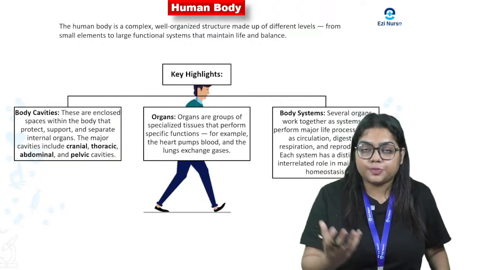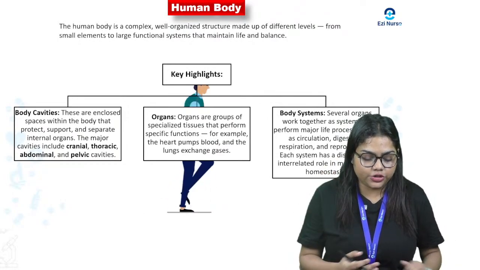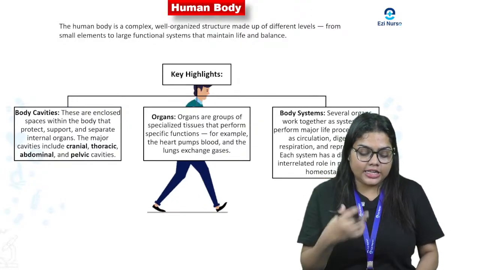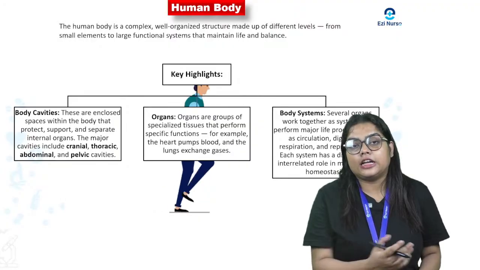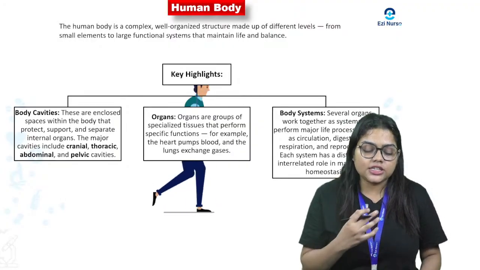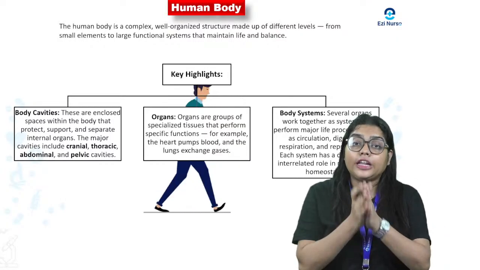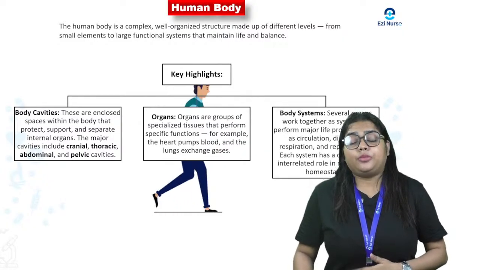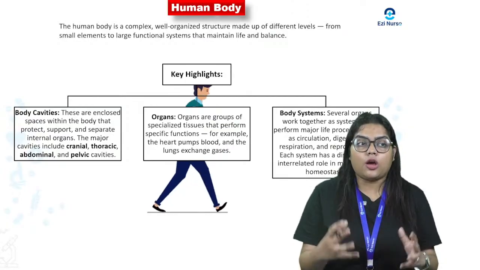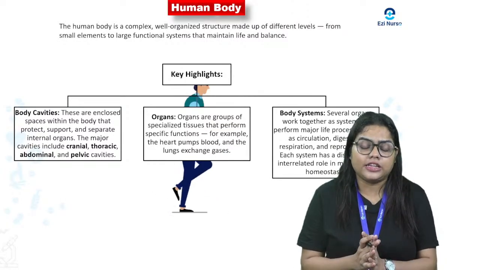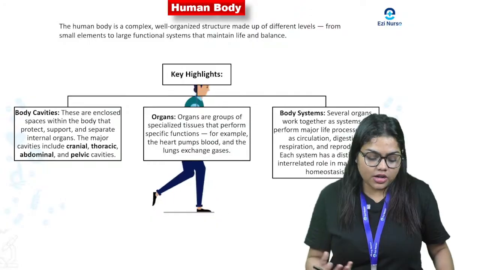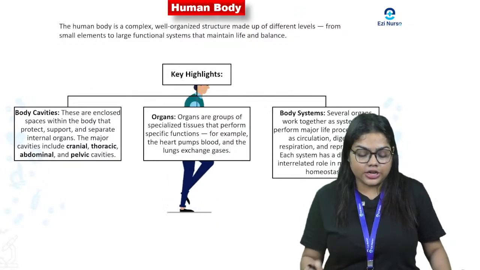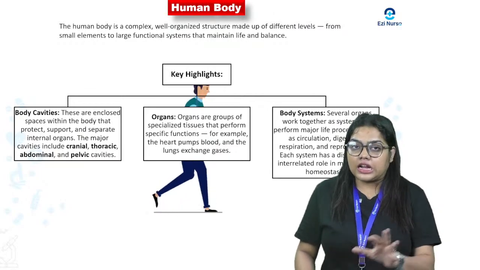A cavity is a hollow space or organ made by tissues in the body to protect, support and give space or separate internal organs. The major cavities of us include our cranial cavity, which holds our brain, our abdominal cavity, which holds the stomach, intestine, liver, pancreas and so on, and lastly our pelvic cavity, which holds ovaries, uterus and so on. So these are the body cavities.